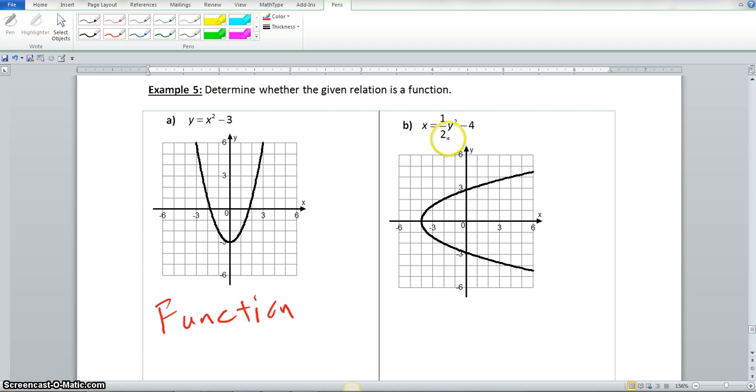Now we come to b. We have x equals 1/2 y squared minus 4. Now we know if we drew a vertical line here, it will hit more than one point on this graph. So it's not a function.